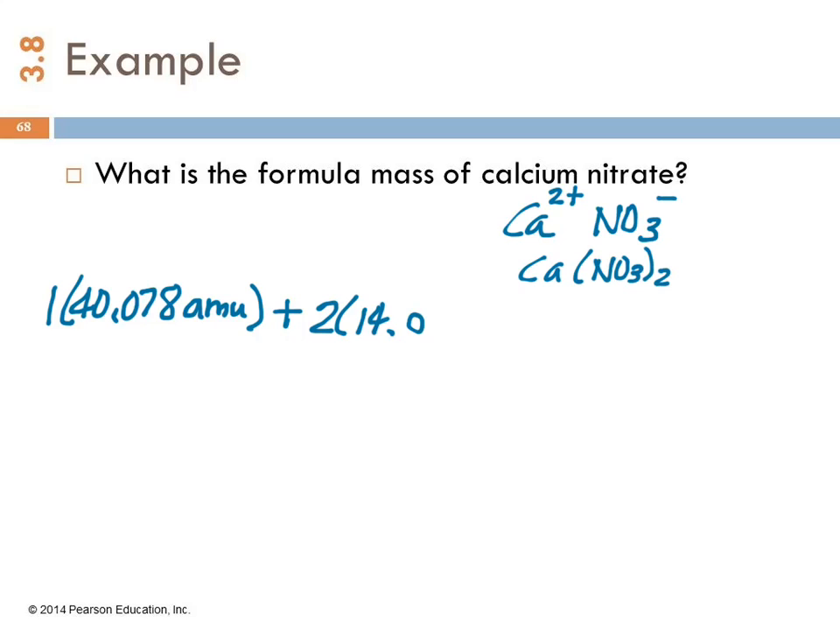14.0067. I'm going to go with what's on the chart this time, but in the future I'm going to go with the 4-digit ones I've memorized. How many oxygens? 6. 6 times the mass of oxygen. And then we add them all up together. It's math, but it's not that hard.